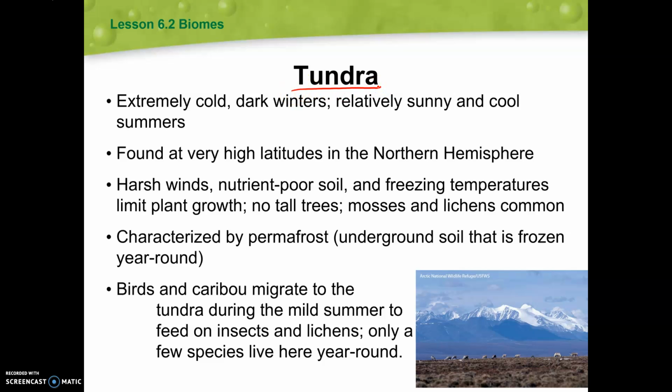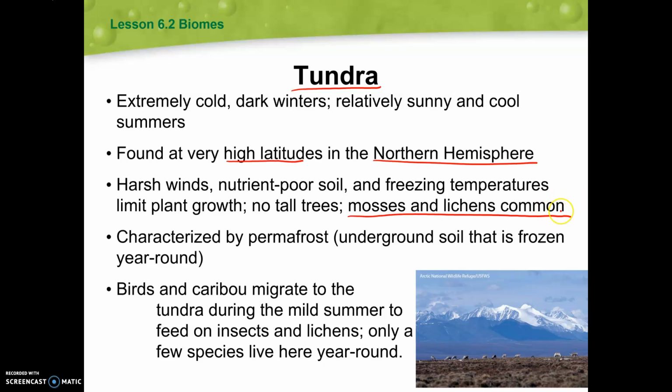Our last biome here is going to be the tundra. In the tundra, we're going to see extremely cold and dark winters and relatively sunny and cool summers. So this is an interesting one. Tundras are way up high, so we're going to have a lot more sunlight in the summer than we're going to see in the winters. So very high latitudes of the northern hemisphere. Harsh winds, poor nutrient soil, freezing temperatures, limited plant growth, no tall trees at all. And then mosses and lichens are going to be common in these areas.